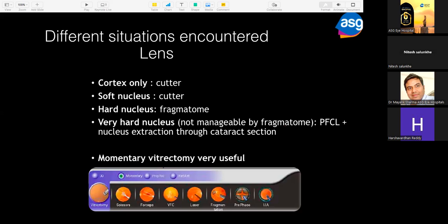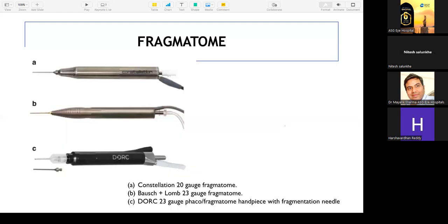And in case of a very hard nucleus, there's theory saying you can use PFCL to levitate the nucleus, bring it into the anterior chamber and deliver it through the cataract section. I would not suggest it. I think if you have a good fragmentome, it takes care of all grades of cataracts, brown, black, doesn't matter. And I feel it's safer and neater to do it in the posterior chamber.